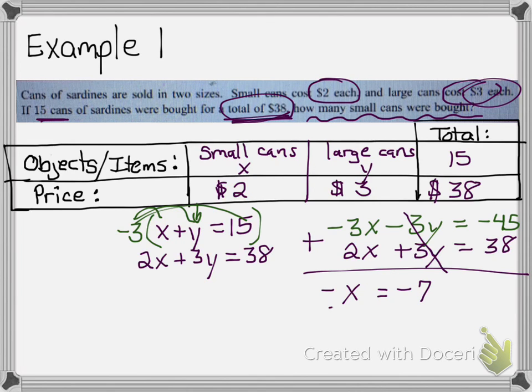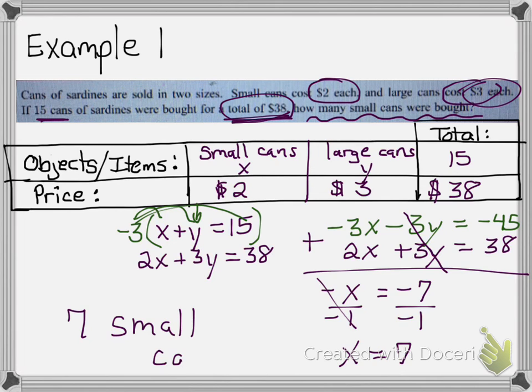Now to solve for X, I have to divide both sides by -1. And then X will equal 7. So that means I will have 7 small cans as my final answer. And that's it.